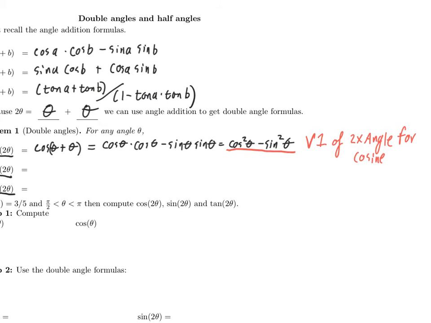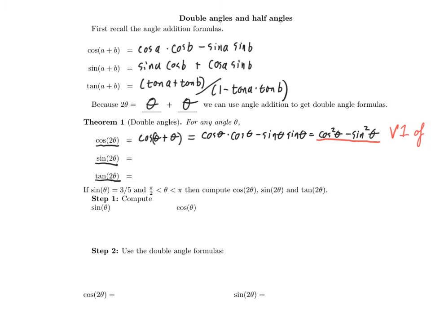And I say version 1 because you'll notice something about this. It looks like if I want to use the double angle formula for cosine, I need to know both cosine and sine of theta. Maybe you think that's a little bit annoying. Sometimes it's unavoidable, but whenever you see that situation, you should hope that it isn't. Well, sine squared, I can replace that by 1 minus cosine squared.